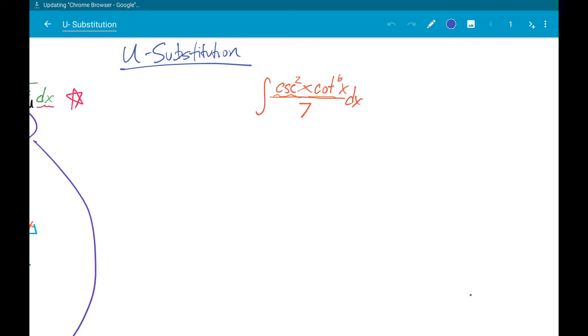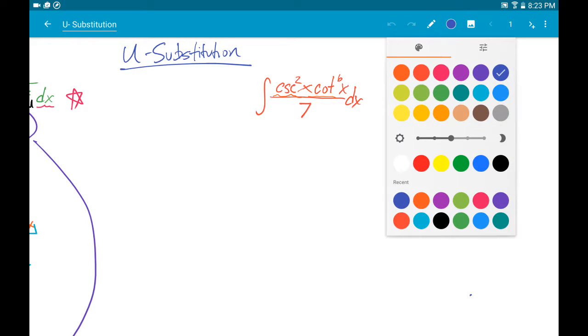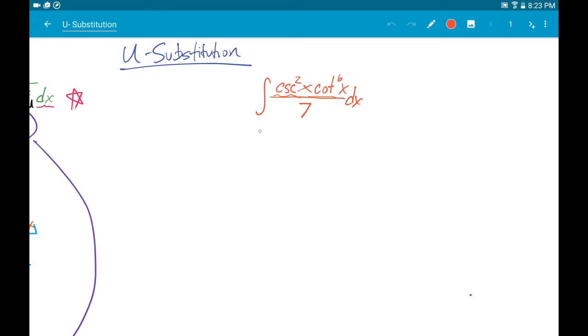Alright, here we are. We're going to do one more example of U substitution, only this time we're going to do one involving trig functions. And so we've got this integral of cosecant squared times cotangent to the sixth over 7 dx. And first and foremost, just kind of throw an extra step in there. This fraction can get pulled out in front.